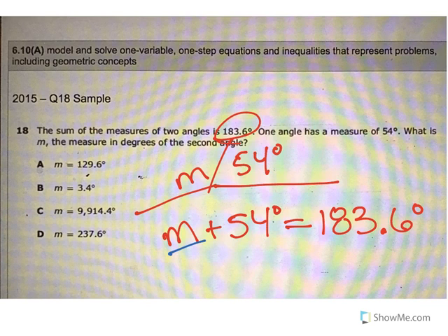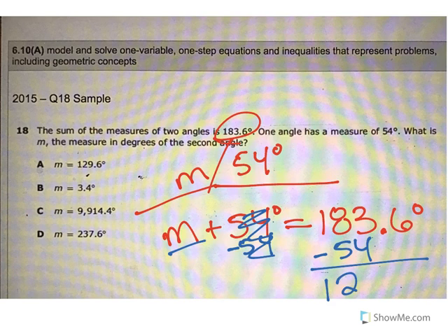So what am I doing to the m? Currently I'm adding 54, and the inverse, the opposite of that, would be to subtract 54, because that zeroes out. Keep the equation balanced. Whatever I do to the left side, I do to the right side, and I get that, which kind of makes sense.